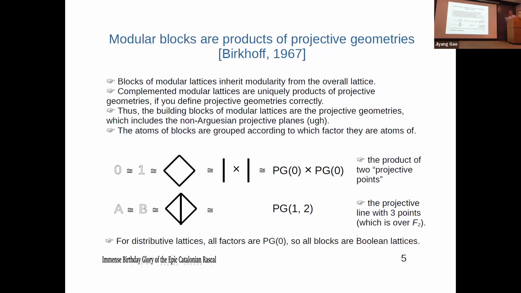Here we see that 2 blocks of the example are isomorphic to the Boolean algebra of 2 atoms, which is the product of 2 projective points. The other 2 blocks are projective lines with 3 points each. And here we see that the non-distributivity of modular lattices comes from the existence of factors that aren't projective points.